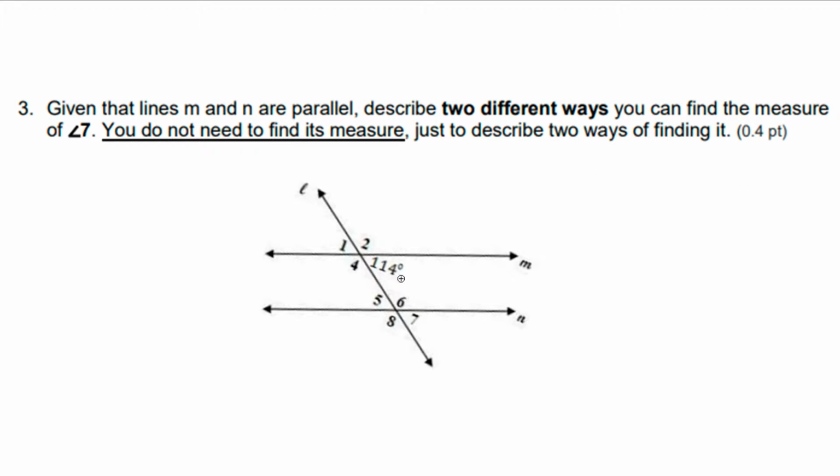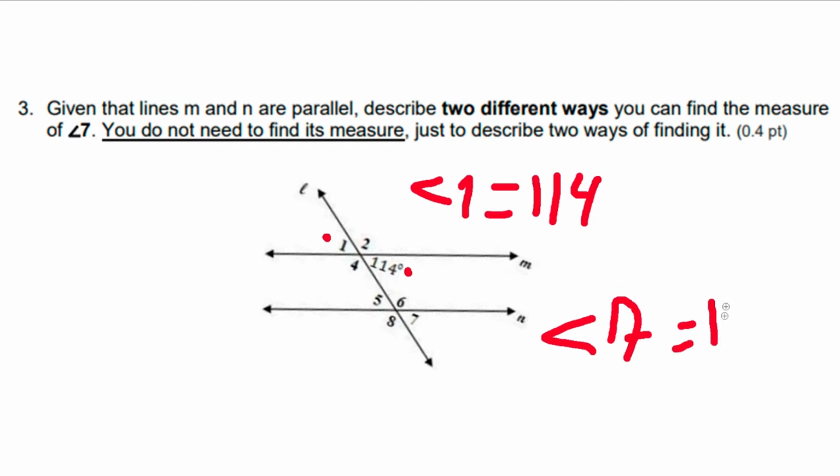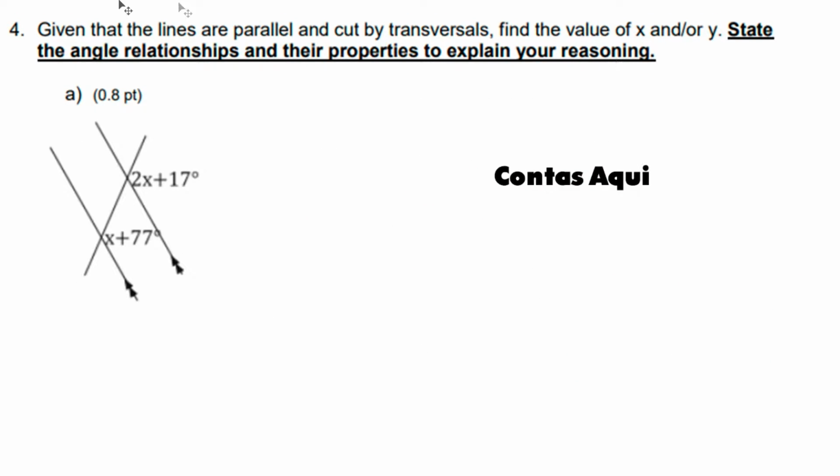And the second way of discovering it is that this angle right here is vertical to this angle, angle 1. So angle 1 is the same as 114. And angle 1 and angle 7, they are alternate exterior. So angle 7 is also equal to 114, okay, because alternate exterior angles are congruent, meaning that they have the same value. So off to question 4.